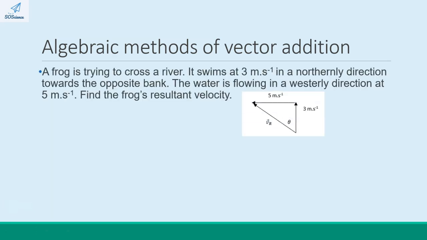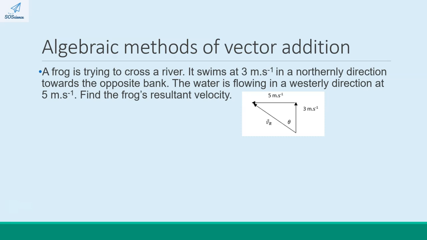A frog is trying to cross a river. It swims 3 meters per second in a northerly direction towards the opposite bank. The water is flowing in a westerly direction at 5 meters per second. Find the frog's resultant velocity.